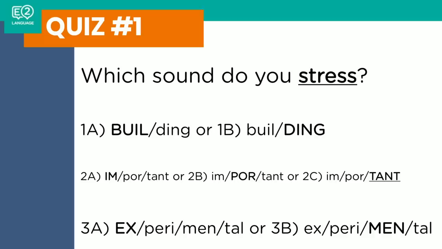So the first one is 1A, we say building. Number 2, the emphasis is on 2B, important, the second syllable gets the emphasis. And number 3, the emphasis is in 3B, experimental. Emphasis goes on men.